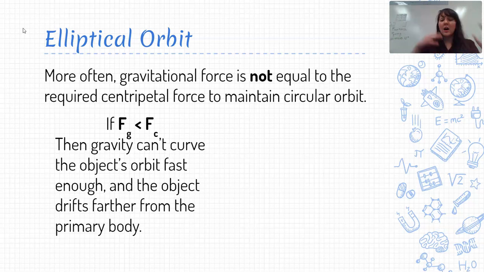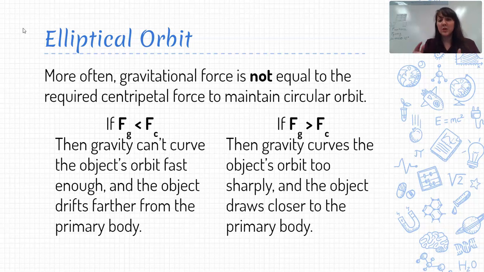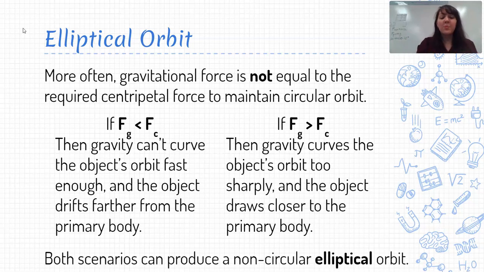Okay. On the flip side of that, if we have too much gravitational force, if the gravity between two objects is too strong and greater than that centripetal force, then we can run into a situation where the object starts swooping in closer and draws nearer to the primary body. And both of those scenarios can ultimately produce an elliptical orbit that doesn't match a perfect circle.